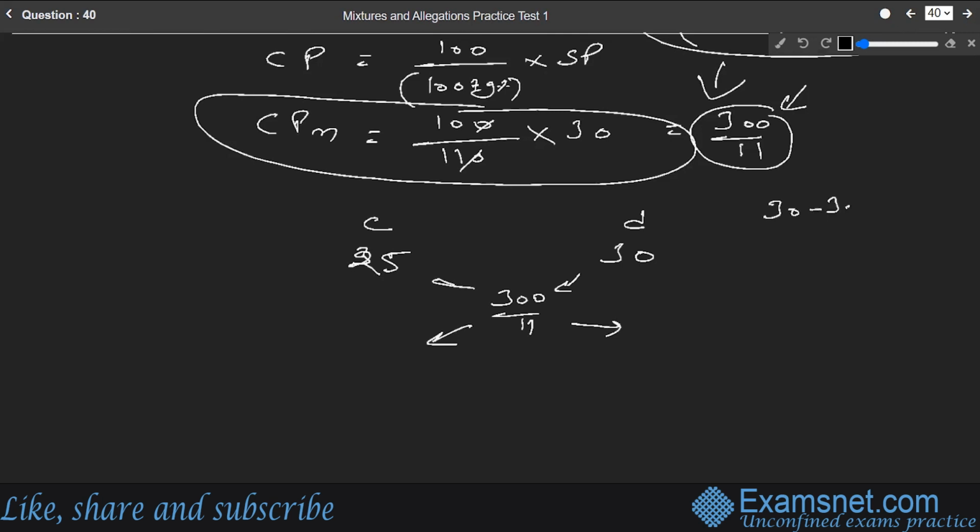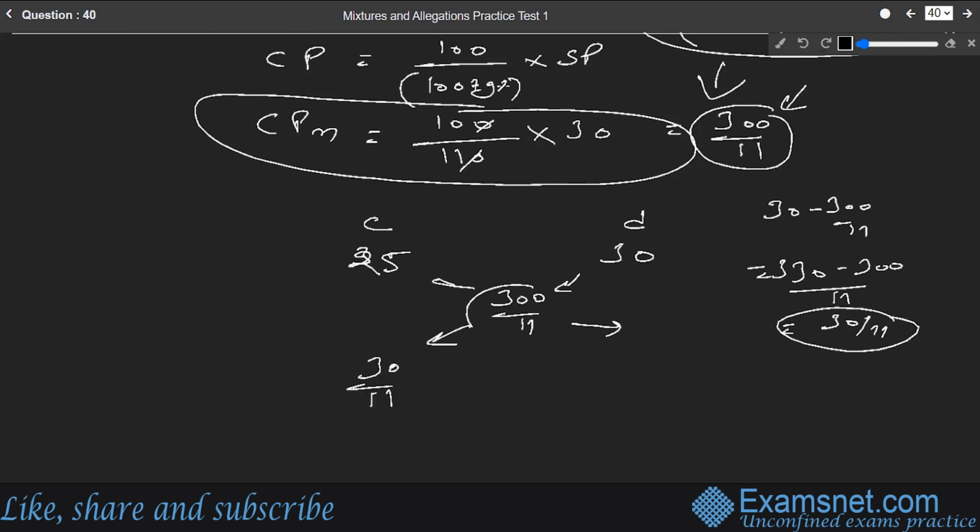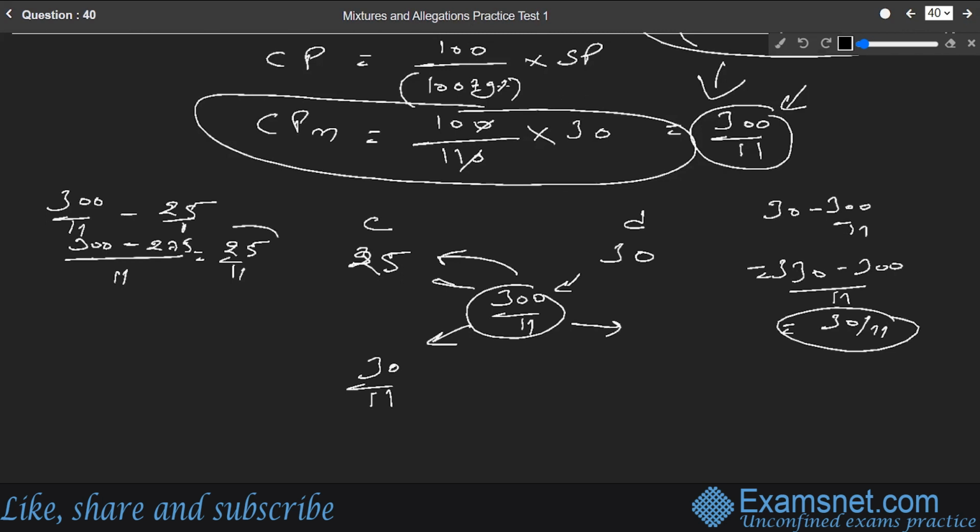30 minus 300 by 11. That is nothing but 330 minus 300 by 11, which is 30 by 11. So here it comes out to be 30 by 11. On the other side, M minus C is to be done: 300 by 11 minus 25. Let us do it here. With LCM being 11, it is 300 minus 25 into 11, which is 275, giving us 25 by 11. So that becomes the part of the dearer type of tea.